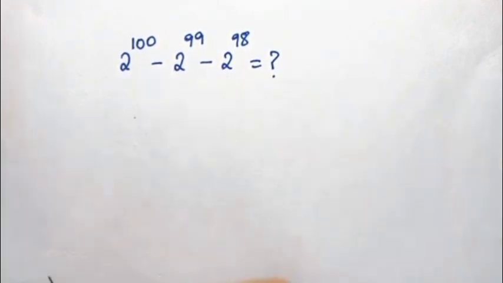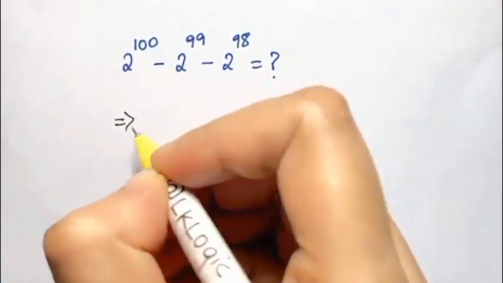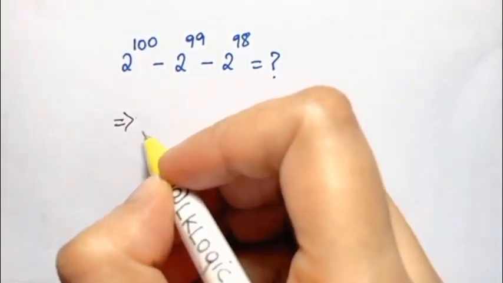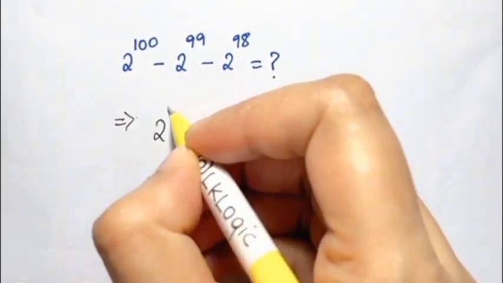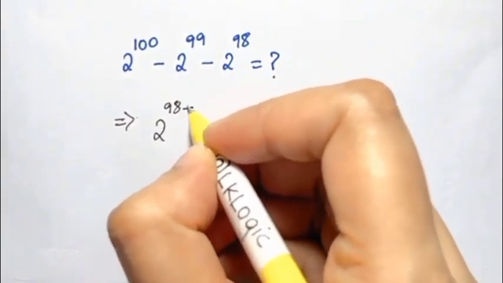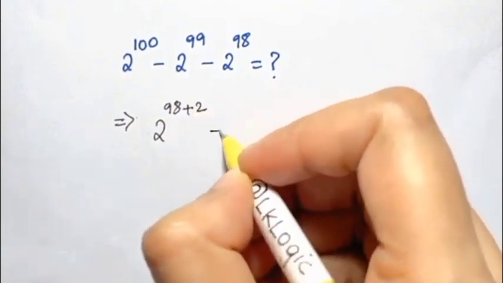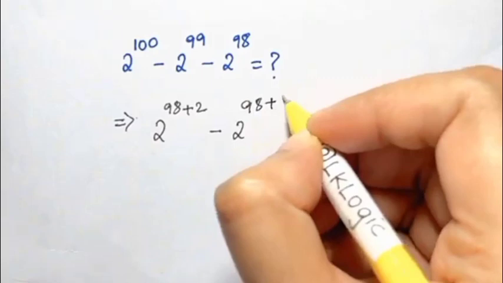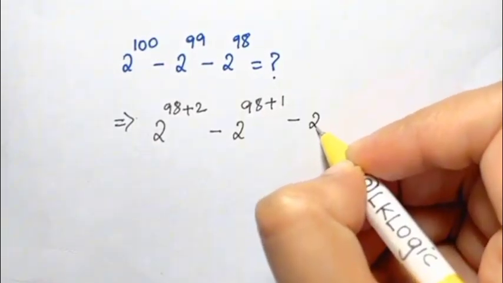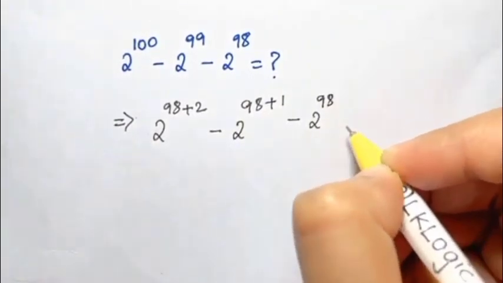So what we can do here is we are just going to split 100 in terms of 98, like 2 to the power of 98 plus 2 is 100, and 2 to the power of 99 is what? 98 plus 1 is 100, and let's leave it like that, 2 to the power of 98.